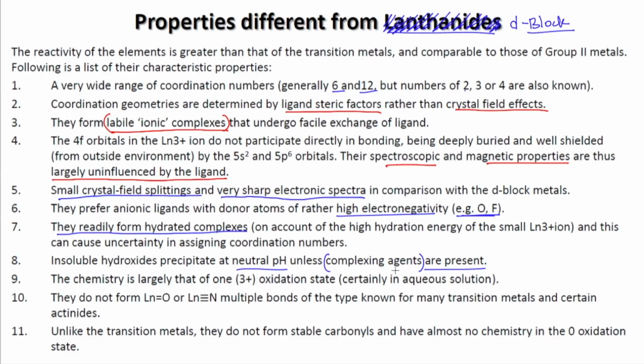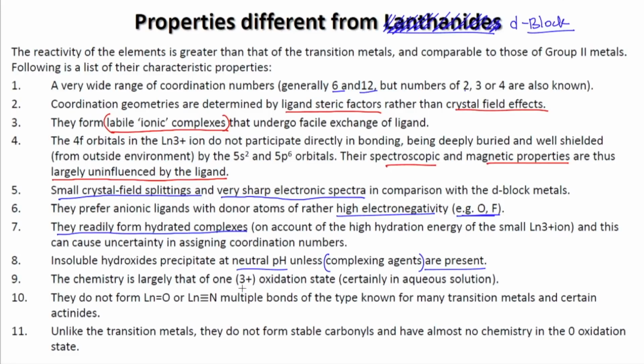Now these complexing agents have a property to form complex between lanthanide hydroxide and the solvent, and do not allow them to precipitate, and let them stay in the solution. So that's what is the property, or that's what is the use of the complexing agent.